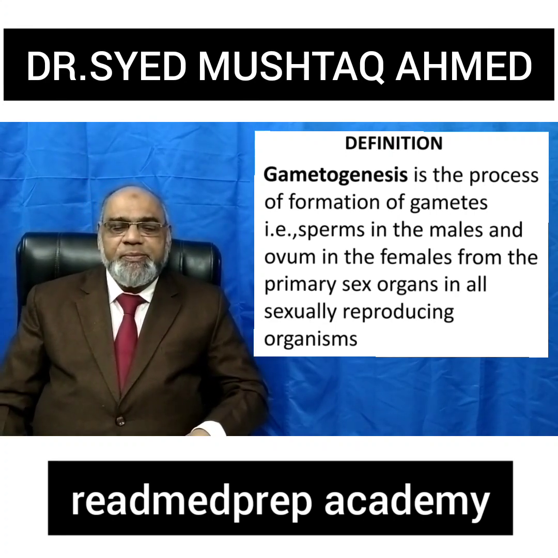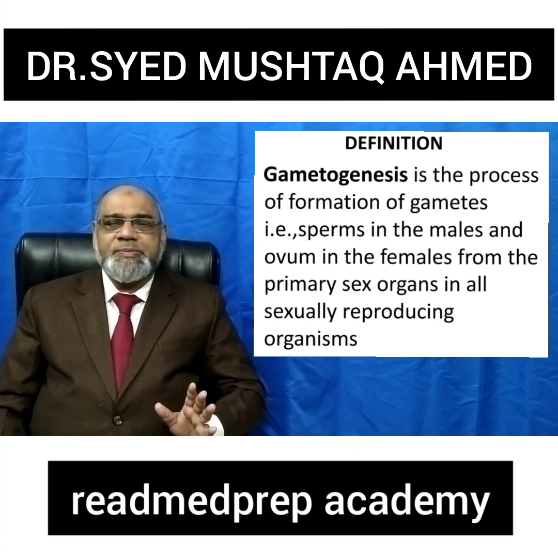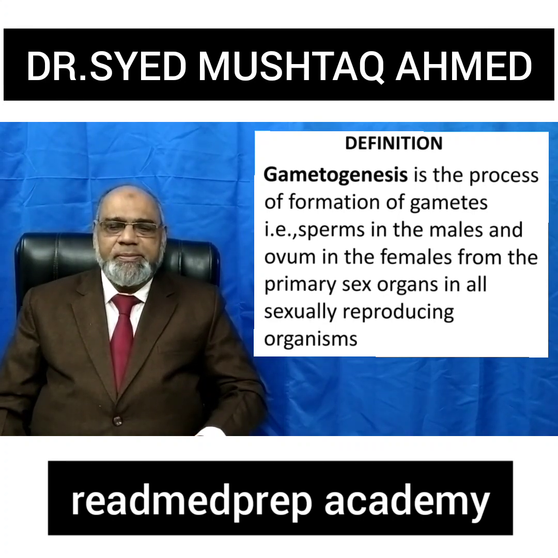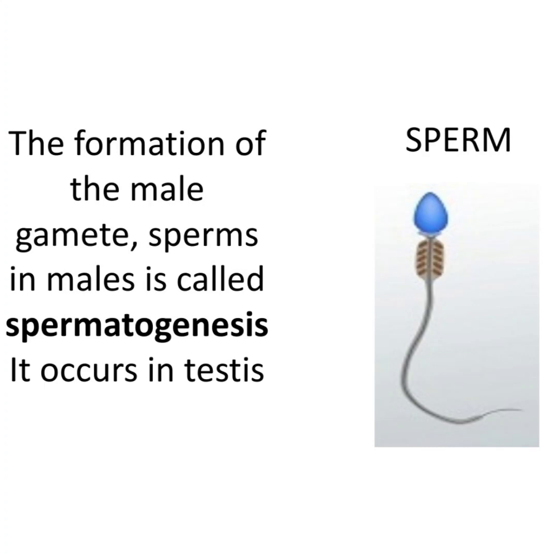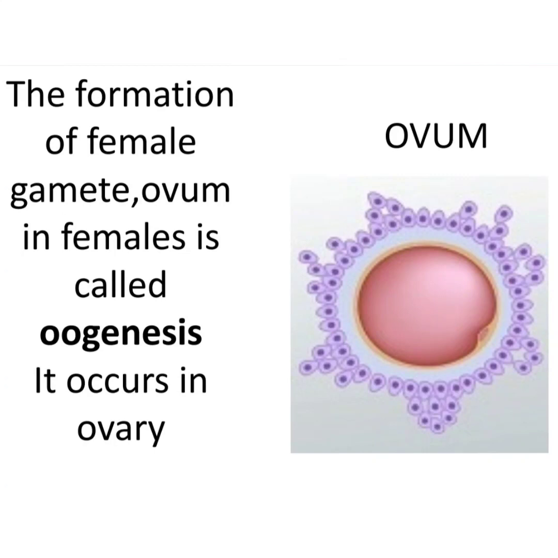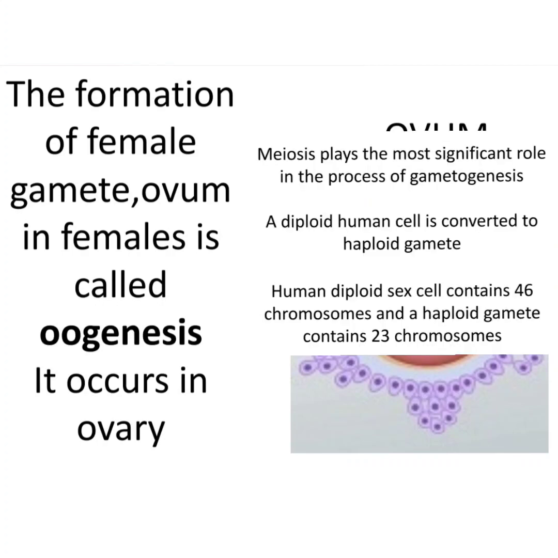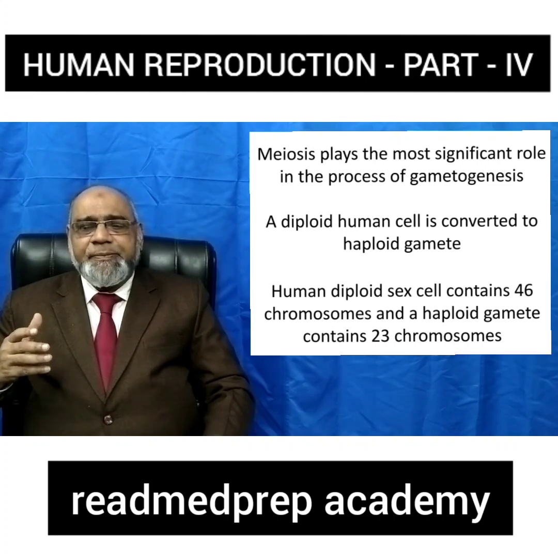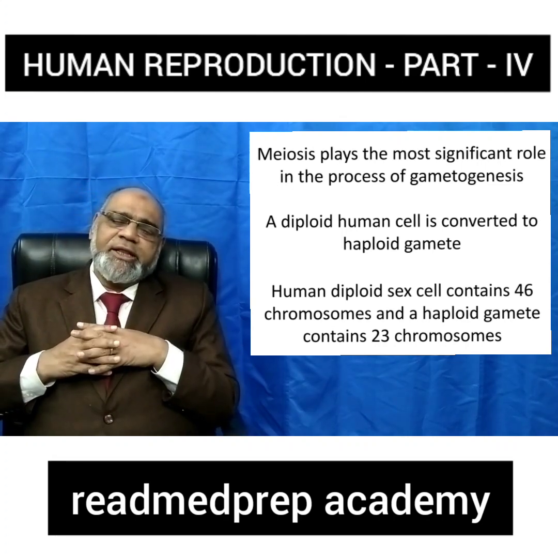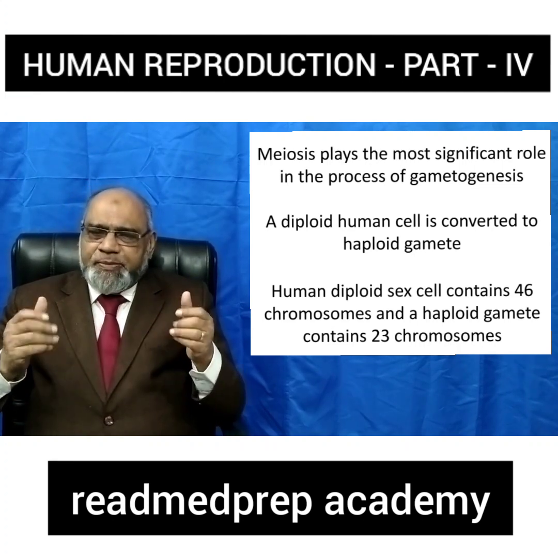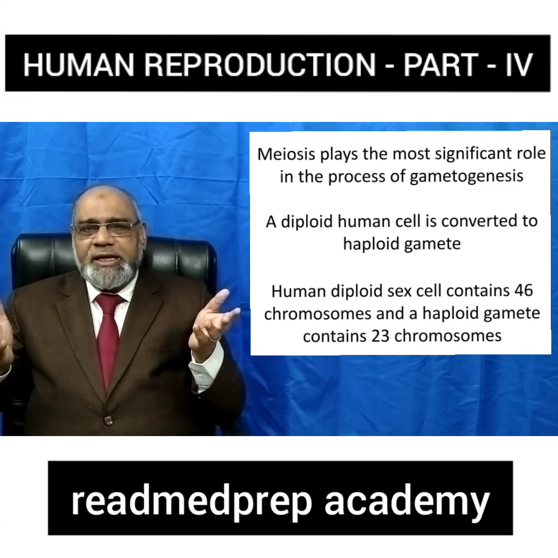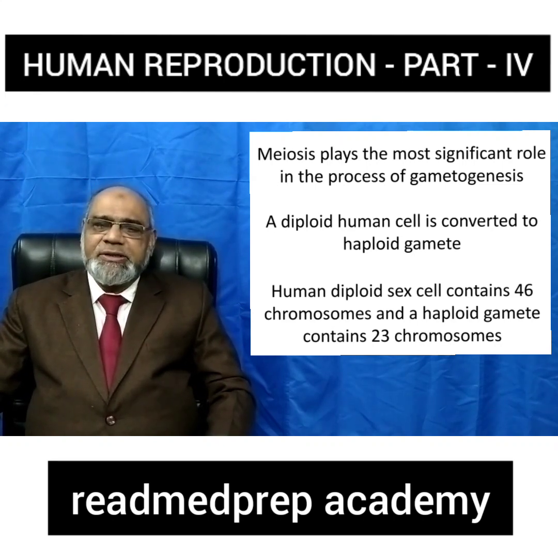In all sexually reproducing organisms, the males produce sperms and the females produce the ovum. The male gamete, the sperms, are formed in the testes by a process called spermatogenesis. Similarly, the female gamete, the ovum, is formed in the ovary by a process called oogenesis. Meiosis, a type of cell division, plays a very significant role in gametogenesis. In this process, a diploid human cell is converted into a haploid gamete.